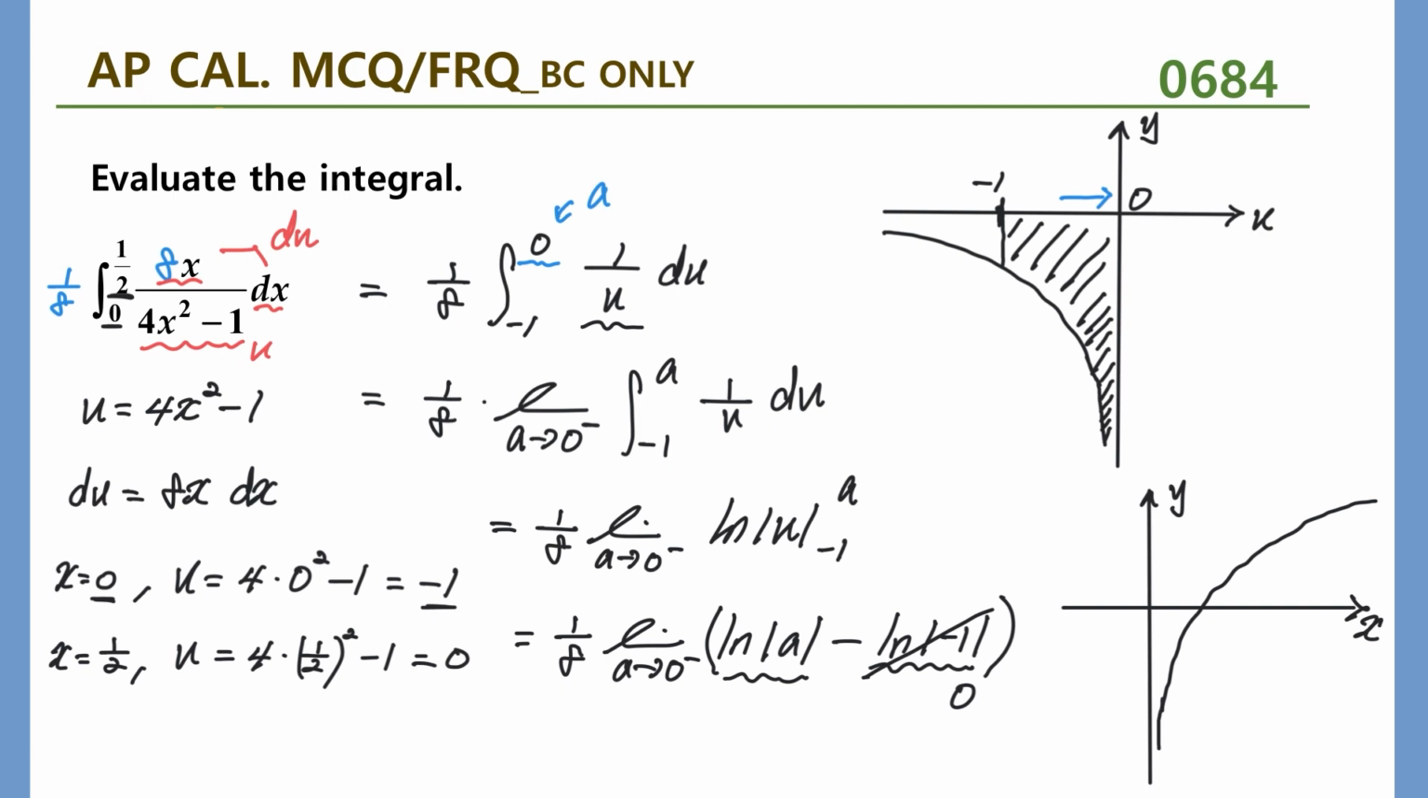So as a approaches 0 from the left-hand side, think about this. If this is -0.1, -0.01, it approaches 0, right? But we have absolute value here, so it actually approaches 0 from the right-hand side. Here, 0.1, 0.01, it approaches 0 from the right-hand side. So as x approaches 0 from the right-hand side, it approaches negative infinity, right?